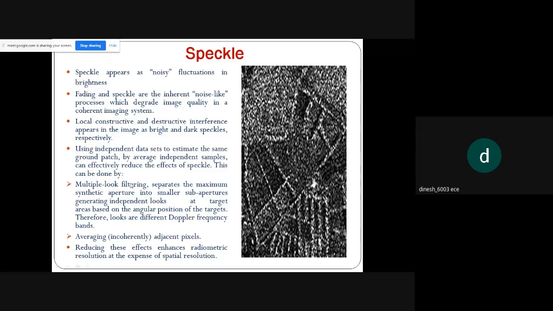And the effects of speckle can be reduced by averaging adjacent pixels. The left hand side, right hand side, top, bottom, all together, if you take an average, we'll get an improvement in that pixel. Then reducing these effects enhances radiometric resolution at the expense of spatial resolution. So these two methods can be deployed for reducing speckle.